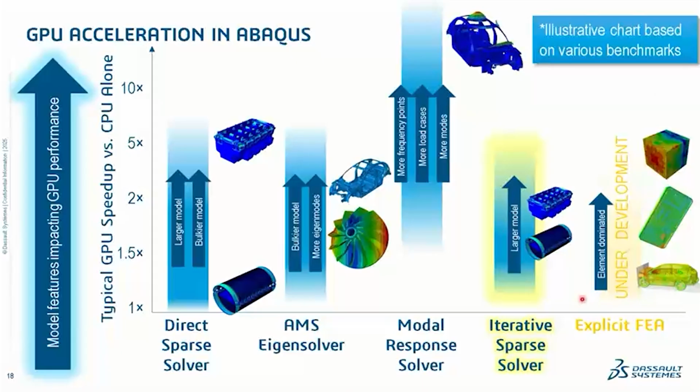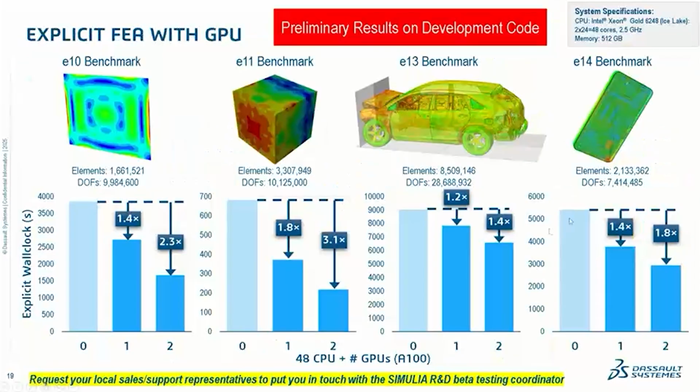So I'm going to go into the next slide with some of the benchmark models. But we can get 2 to 3 times speed up with the explicit. We are talking about 7 million degrees of freedom, 28 million degrees of freedom, 10 million degrees of freedom, and we can get up to a 2.3 times speed up. We are not increasing the number of CPUs, we are just adding a GPU along with your CPU, and then you can see the speed up factor in that.